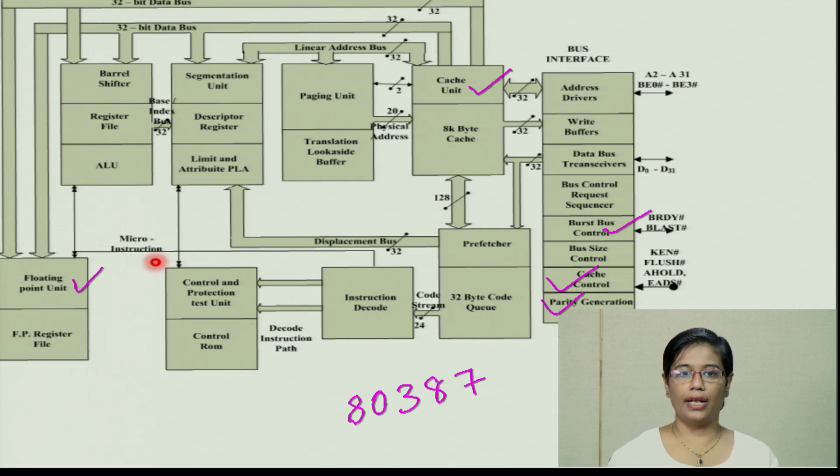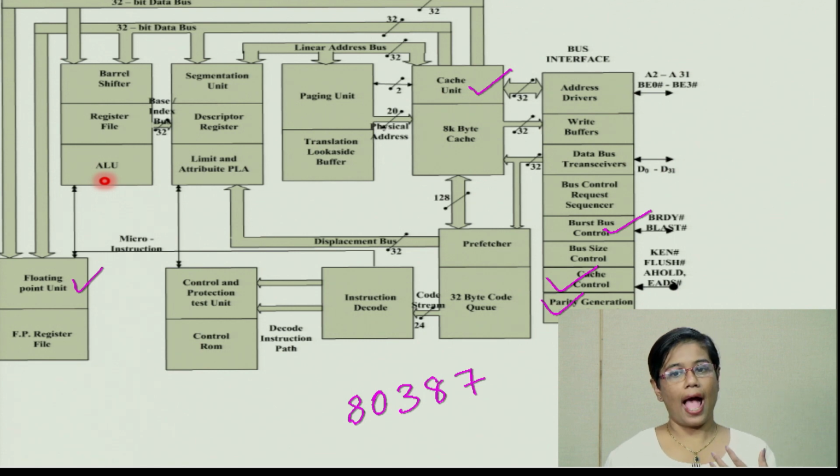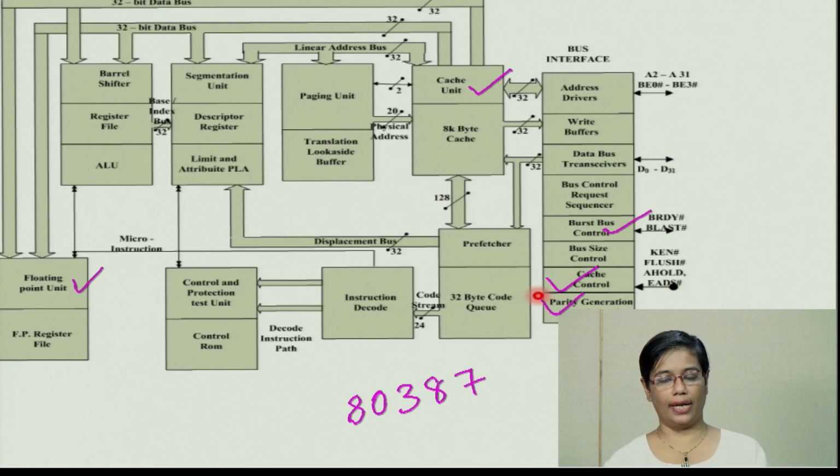If it is for the ALU, it is moved into the ALU which executes the instruction. And for protected memory, we have the segmentation unit and paging unit. What is new in 80486 of course is the floating point unit present internally, the internal cache, and the fact that it supports burst mode of data transfer and parity generation. These are the new features associated with 80486.